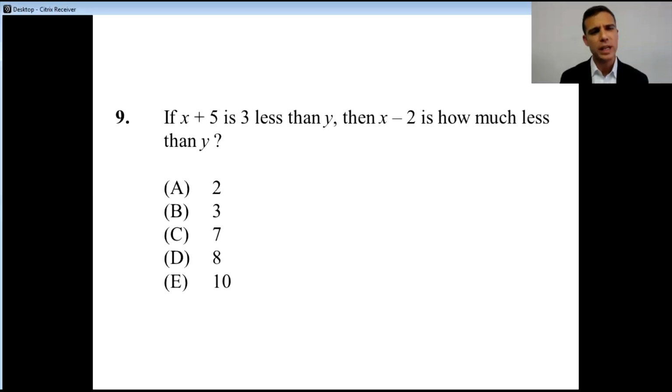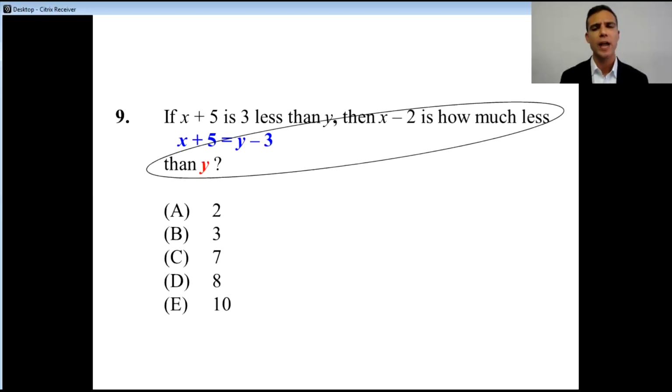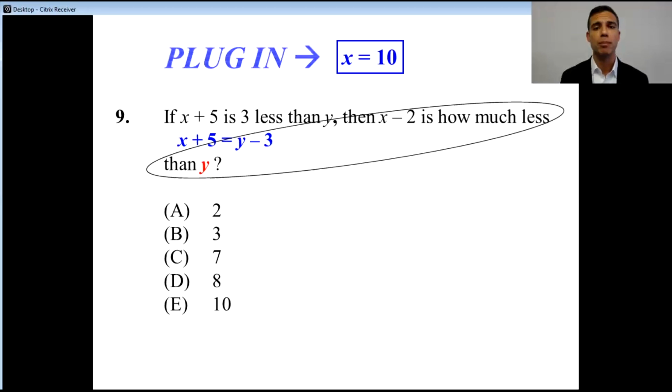Yeah, well, when we reread it, we see that what we're actually looking for is a relationship between something we don't know, x minus 2, and something we don't know, y. They want us to write an algebraic equation, and it's certainly possible to do so. But in this problem, we want to try and solve it using plug-in.